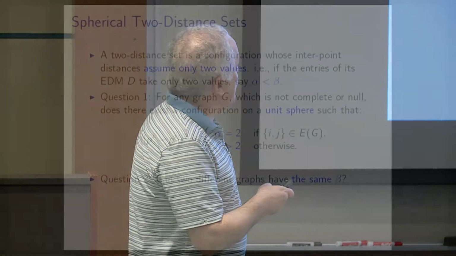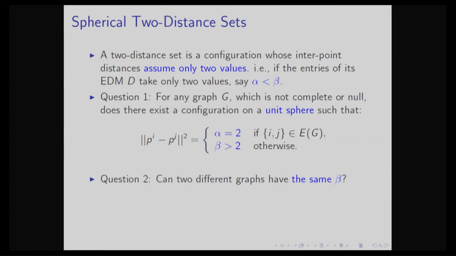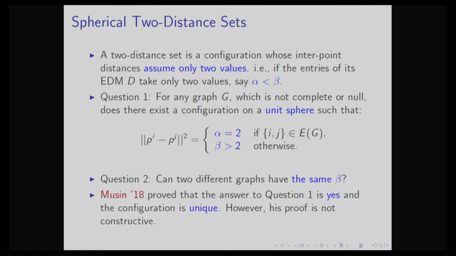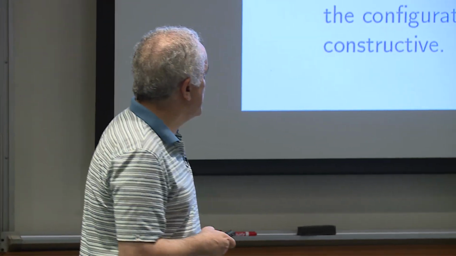And a follow-up question is: can two different graphs have the same beta? So basically, they have the same distances, except the configuration is different, given by the graphs. Now, last year, Musin proved that the answer to question 1 is yes. So for any graph which is not complete, you can always do that, and the configuration is unique up to a rigid motion.